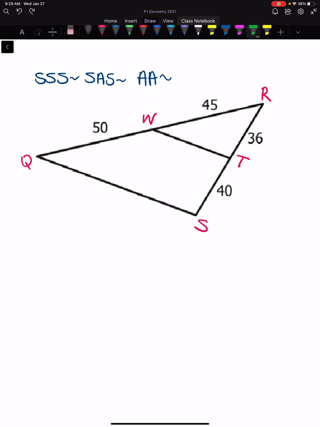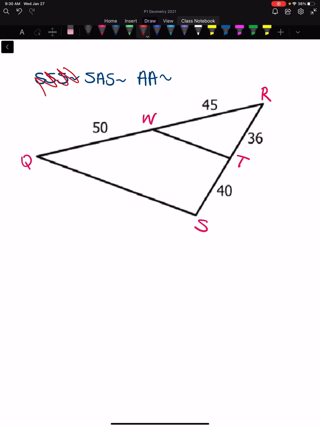So I first want to identify my three postulates and which one I can best use in order to prove these similar. Right? So if we start with side, side, side, we would need to know the side lengths of all three sides of these triangles. But if we look at our diagram, we're not given anything about WT or QS. So we know that side, side, side would not be the best postulate to use on this one.